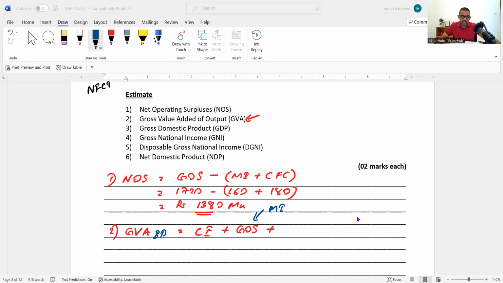GVA at basic price. While you are thinking, I will write something else here. AKA GDI at basic price. Same thing. Yes, let's see, I'm getting an answer. Mevan, very correct. Shan, very correct. Well done. What kind of tax component should I take here if I want my answer to be at basic price?